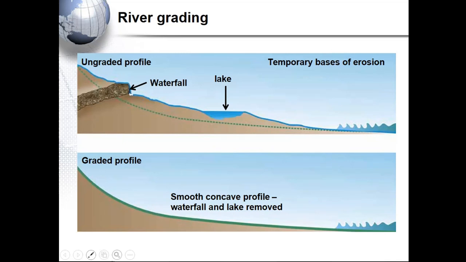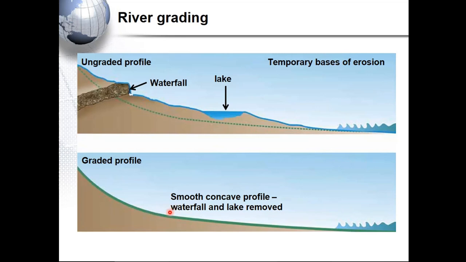So what is the aim of geomorphology? Earth is always trying to make everything flat. Whenever anything is sticking out, it wants to remove it. So we want to make everything flat, and when we have a flat area, which is this concave area, that is called a graded profile. However, eventually we can't just make everything flat, because otherwise we're not going to have water moving from one place to another place.